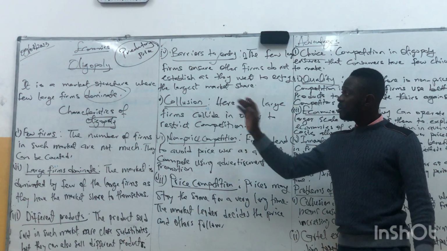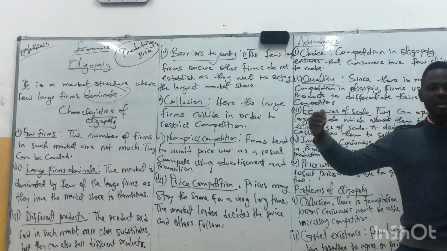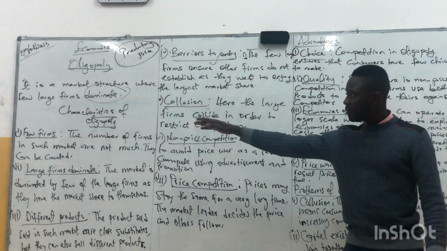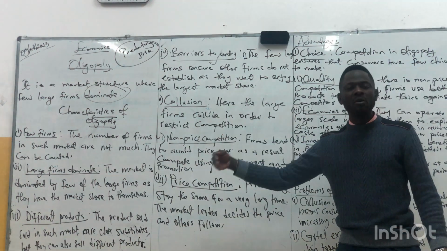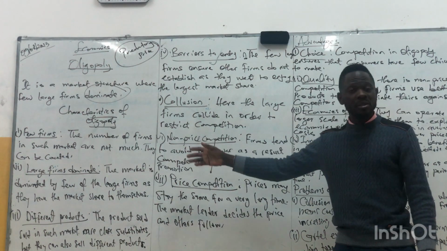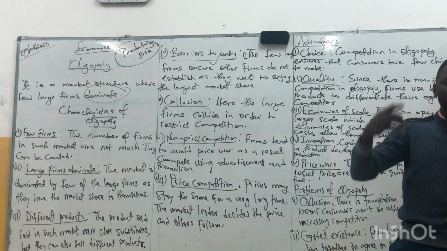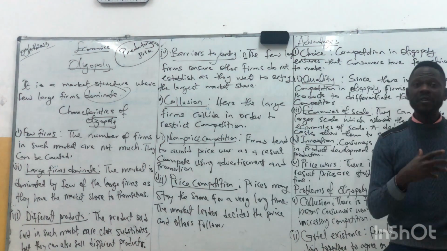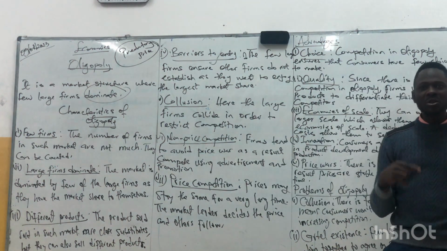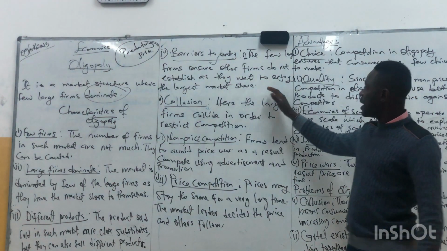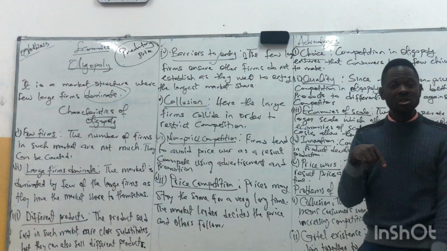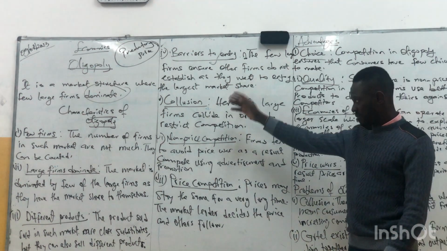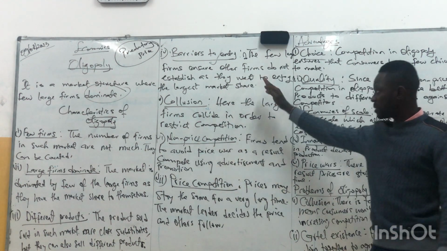Like I said earlier, oligopoly is a market structure in which few large firms dominate. The features of oligopoly are few firms. That means you can count the number of firms in that industry. Large firms dominate. The few large firms in that industry are the ones that are dominating the industry. Different products. Sometimes they produce different products, but most of the time their products are close substitutes. Barriers to entry. The few firms that are in that industry ensure that they collude to restrict competition. Collusion. It's just like they are restricting competition.